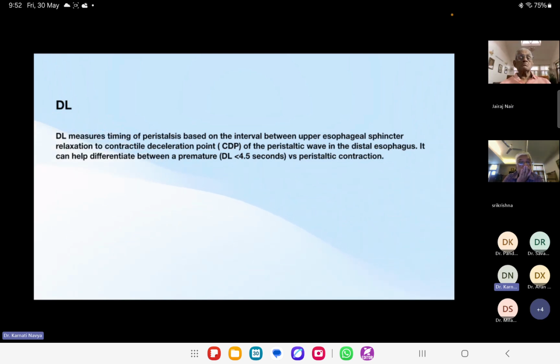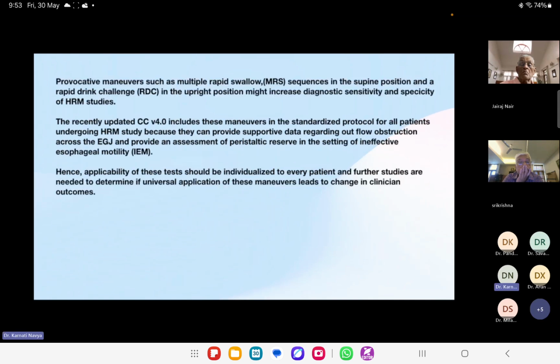Distal latency is the time interval between the upper esophageal sphincter relaxation to the contractile deceleration point of the peristaltic wave in the distal esophagus. The contractile deceleration point is where, in the distal esophageal contraction period, there is a change in the motility. It means the speed of the contractions changes between the mid and the distal part of the esophagus. That point is called the contractile deceleration point. It can help differentiate between a premature contraction, which is less than 4.6 seconds, versus a peristaltic contraction.